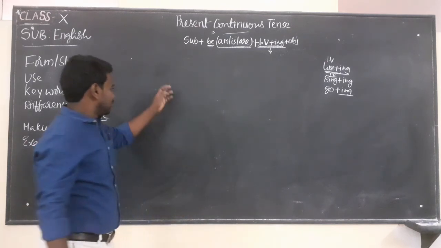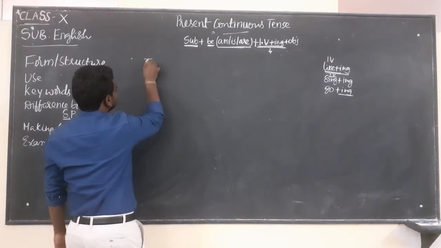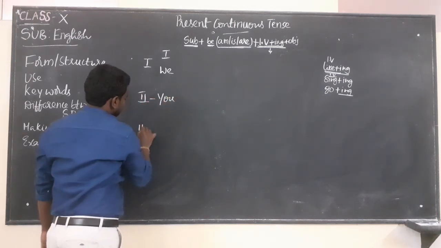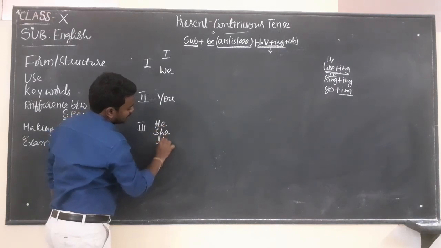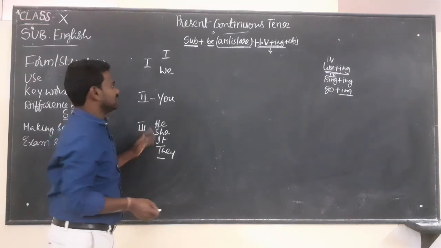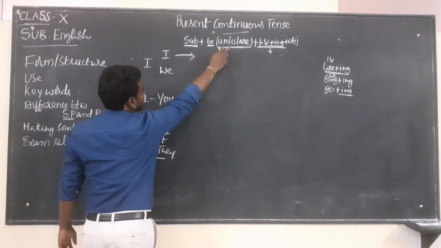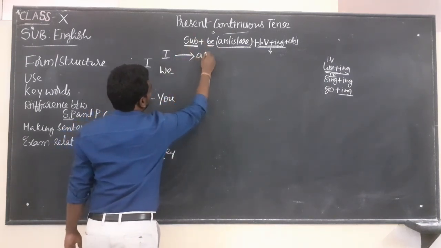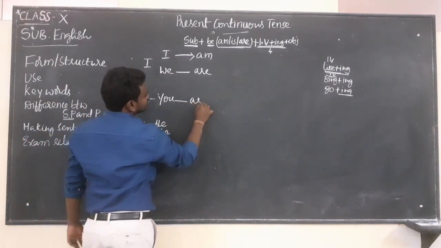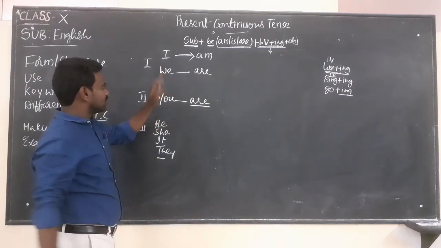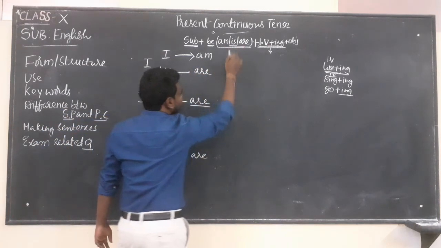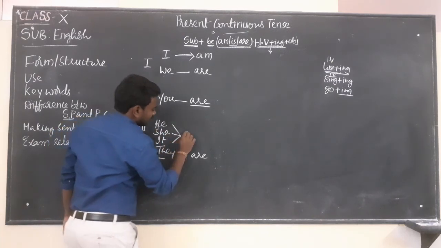Let us look at the subject. The first person is I, we. The second person is you. The third person is he, she, it, they. Any name, person, place, whatever it might be, comes under third person. Am always goes with I. Are always goes with we, you, and they. And is always goes with he, she, it.